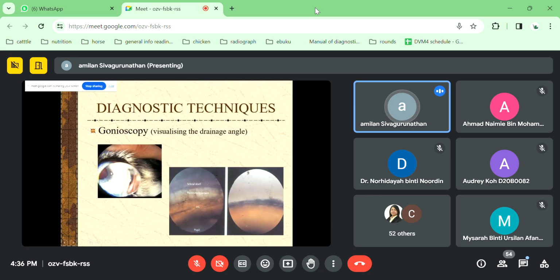Gonioscopy, we actually apply a device on the globe and then we take measurements and we get to appreciate the angle here of the eye through a magnified light instrument. And when you have a good view, when it's magnified, you get to appreciate the pectinate ligaments. And here you get to visualize the closed angle.